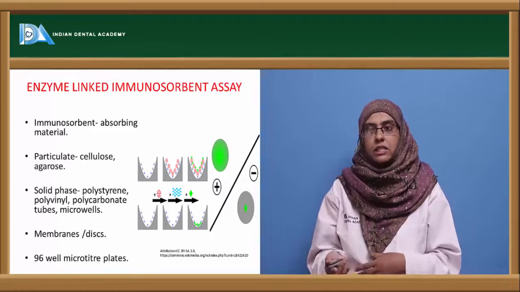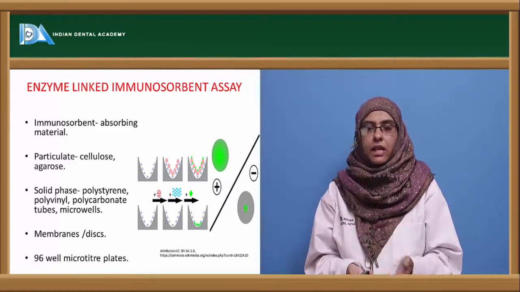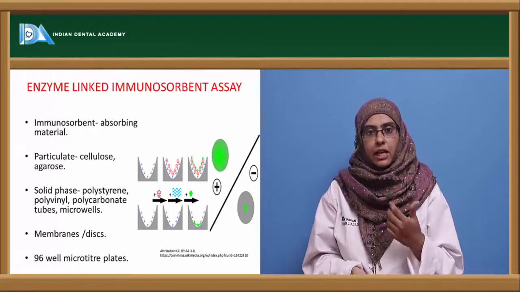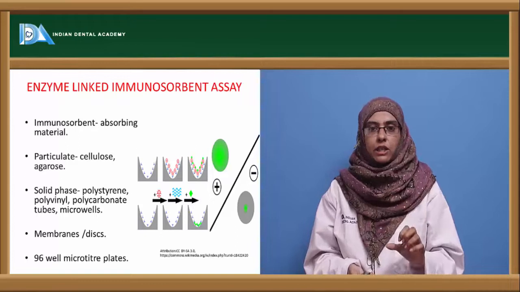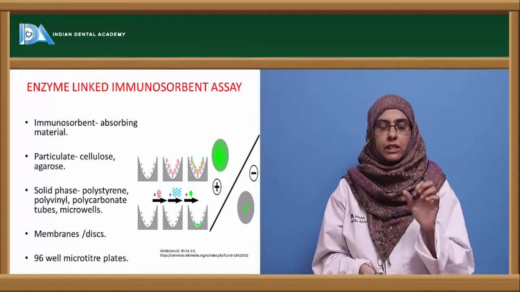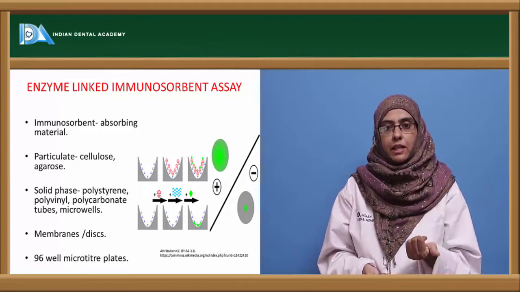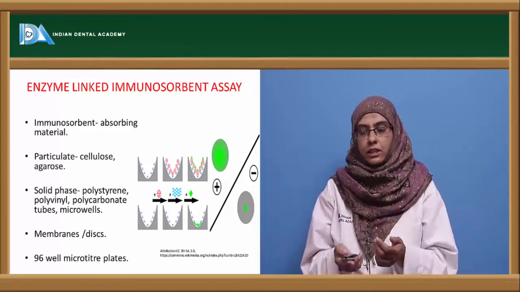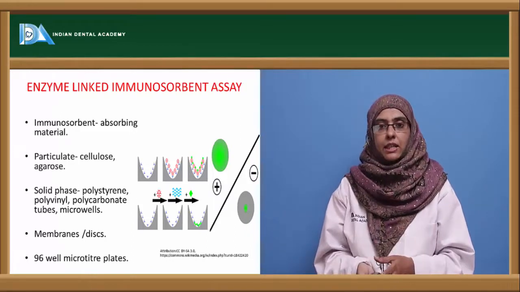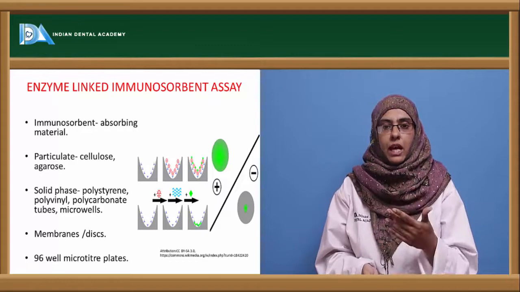So the variations of this enzyme immunosorbent assay is you can carry out a direct immunoassay where only antigen antibody along with a conjugated enzyme labeled antibody is used with the substrate, and you can go for the sandwiched ELISA technique where the enzyme will be sandwiched between two types of antibodies.